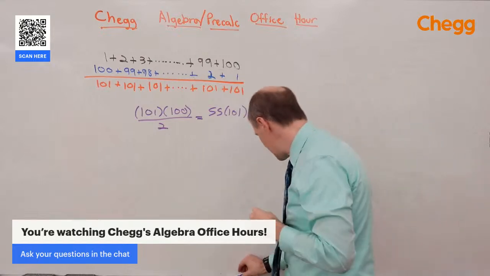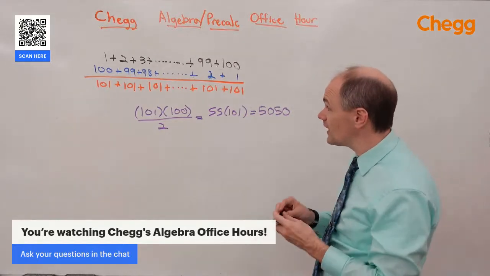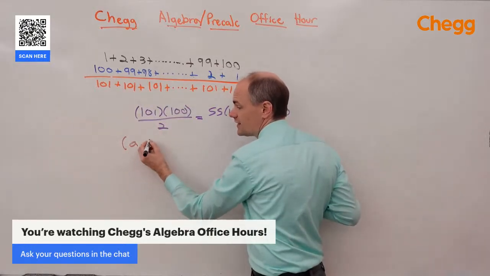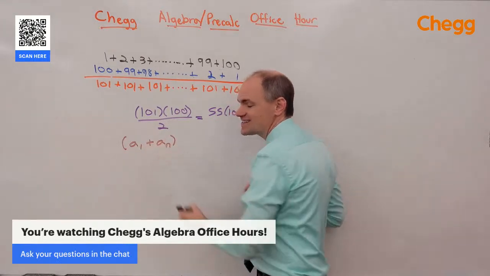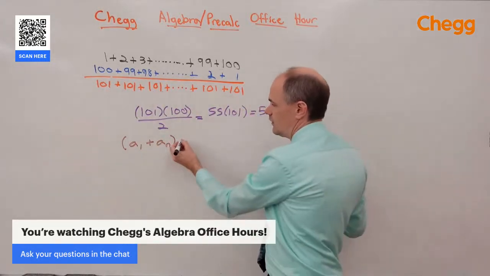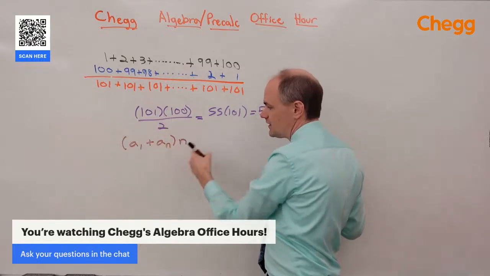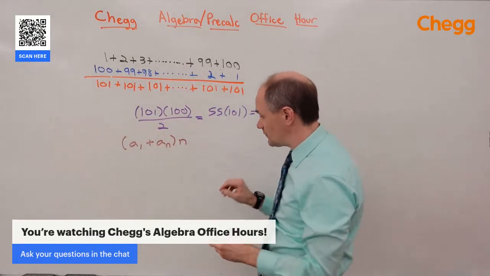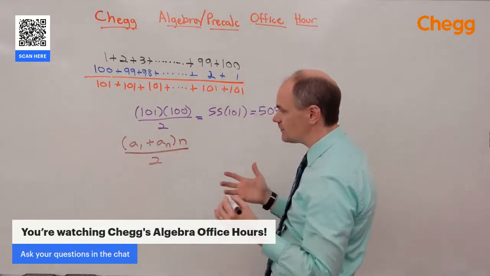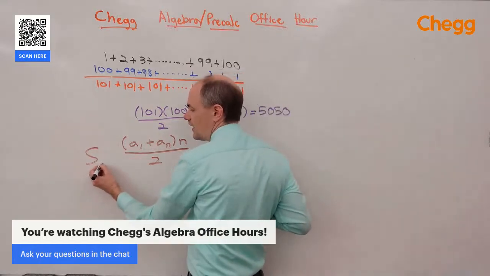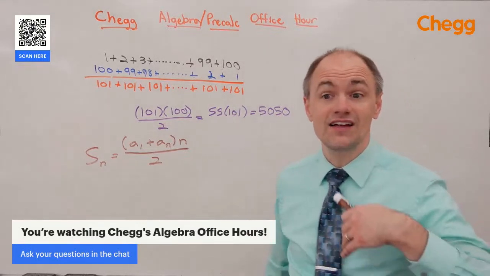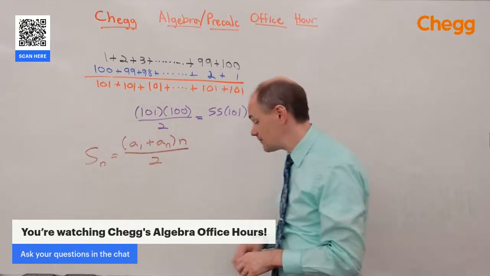Very smart, very tricky, but ultimately it leads us to this formula. The 101 came from taking the very first term, we'll call it a sub 1, and adding the very last term, we'll call it a sub n. That gave us 101. We had 100 numbers, n, the number of numbers, times that. Then we divide by 2 to offset it, and this becomes the formula for the sum of the n terms of an arithmetic sequence. And now we can use that formula to answer any question, any sum of an arithmetic sequence.